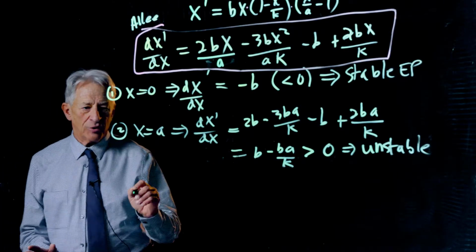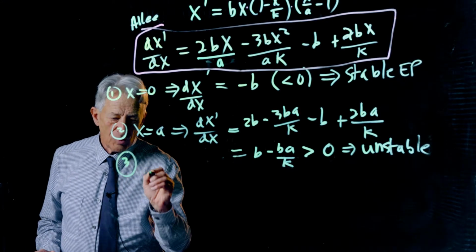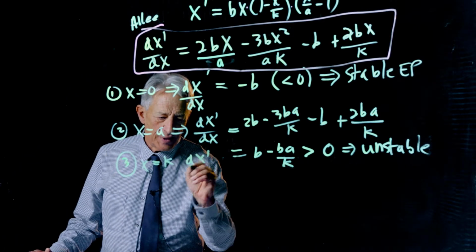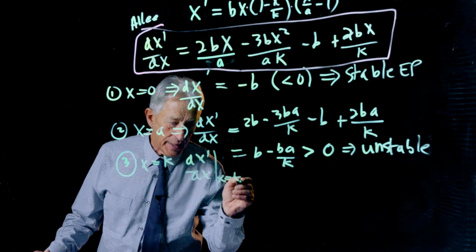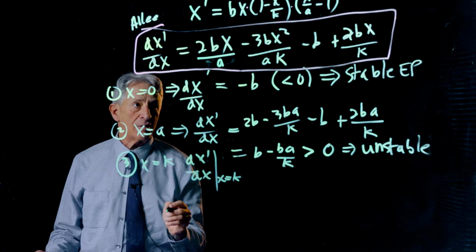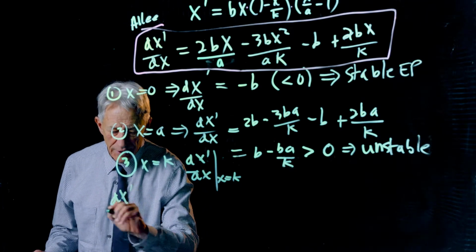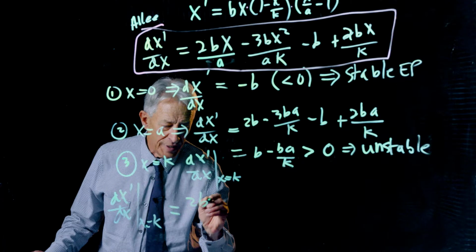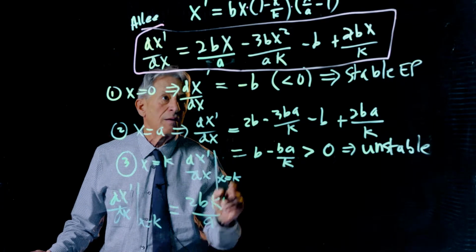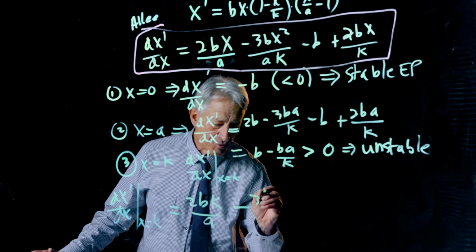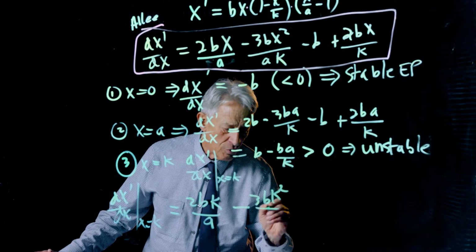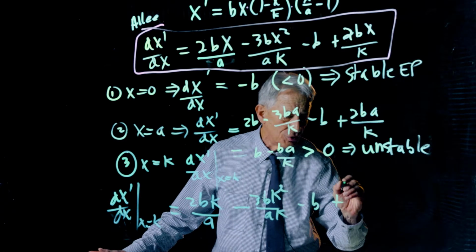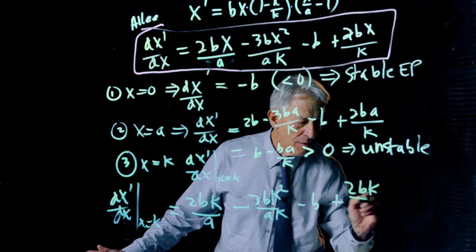So the third equilibrium point, which is x equals k, is going to give us dx prime dx at x equals k. Let's substitute k in there, and we get dx prime dx at x equals k equals 2bk over a minus 3bk squared over ak minus b plus 2bk over k.